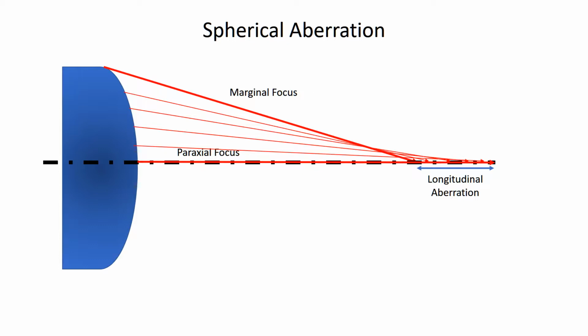As we progress through the lab, we align the microscope to the marginal focus position when measuring the transverse ray aberration, and then we move to the paraxial focus to measure the longitudinal ray aberration.